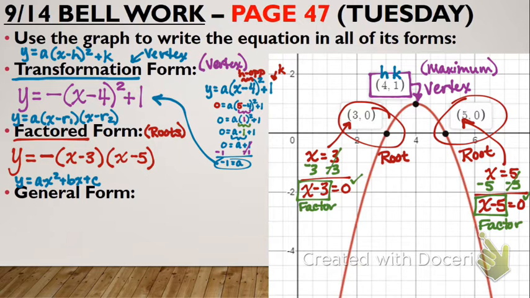For my general form, I can't just look at the graph for this one. We have to grab one of these, either transformation form, my vertex form, or my factored form. Which one do you guys want to use? Okay, let's do transformation form. Like I said, you just have to grab one of them. So I would have y equals, I've got the negative here, and then x minus 4 squared plus 1. What do you notice this form has that my general form does not have? Parentheses. They both have a squared, but this one has the parentheses. I need to get rid of those parentheses.